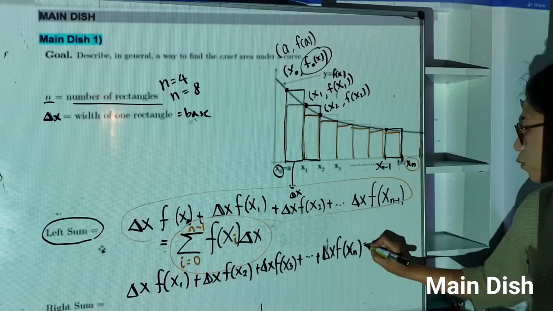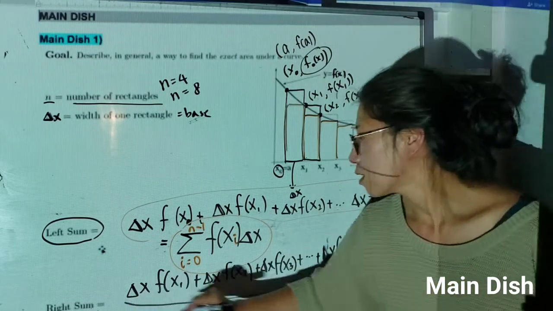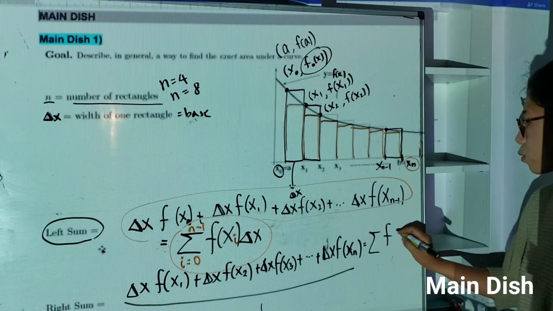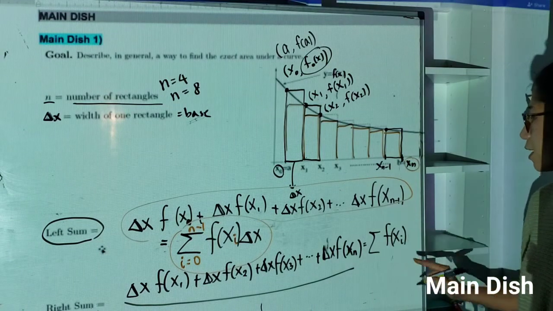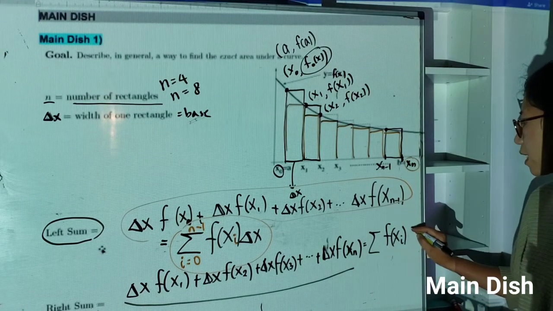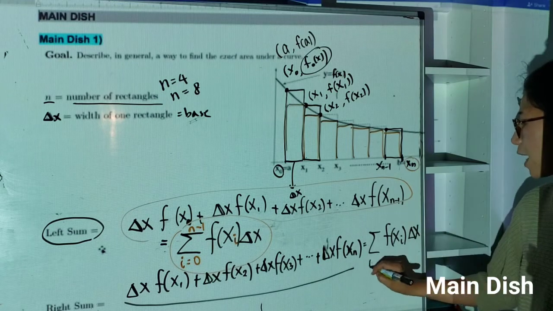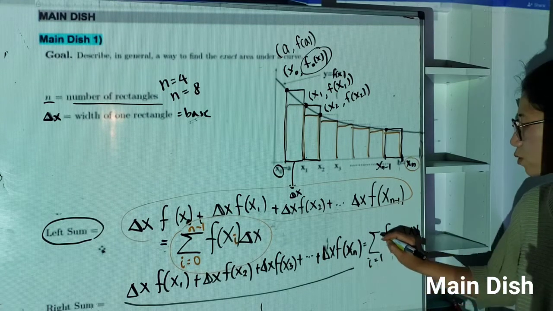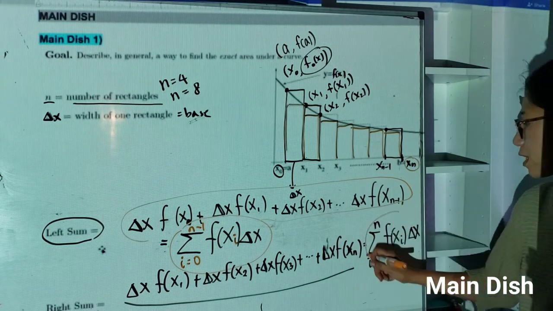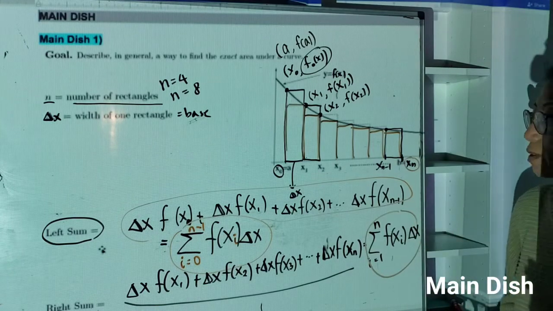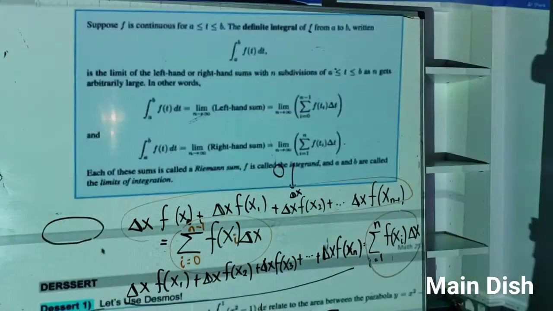So we rewrite this whole thing, which is too long to write. My life's too short. So I'm going to write it as function times delta x, and from i starting from where to where? 1 to n this time. So that's how we write it as a Riemann sum over here.